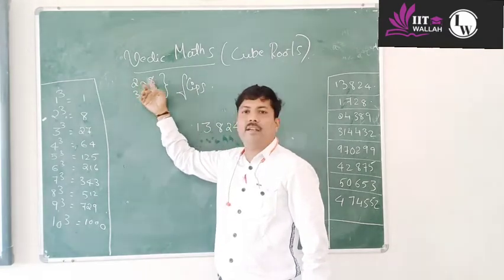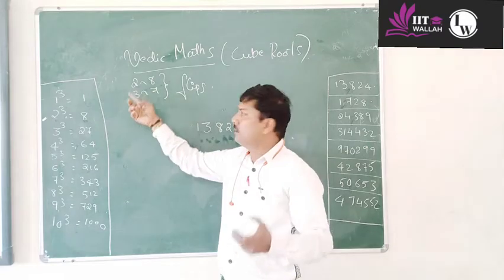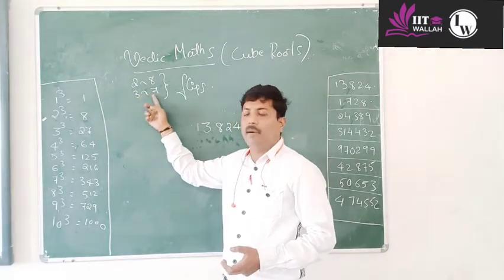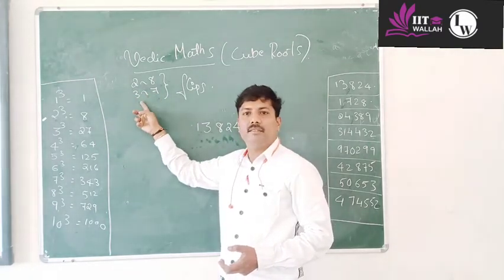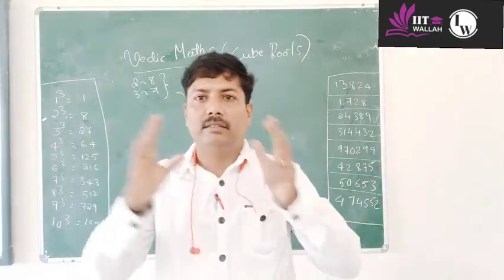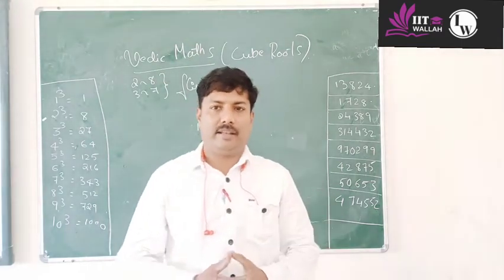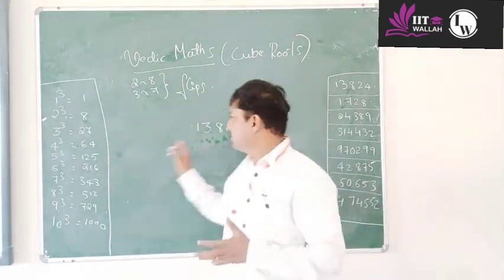2 and 8 both are even numbers, and 8 plus 2 is 10. Easy to remember. 3 and 7 both are odd numbers, and the sum is 10. So it is very easy to remember: 2, 8, 3, 7 flip. Understood clearly? Okay.